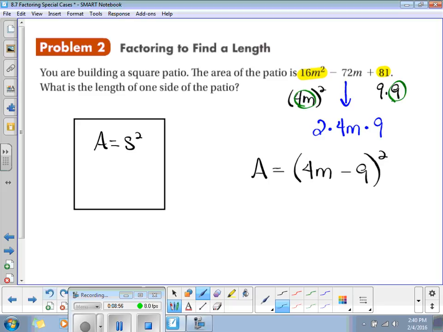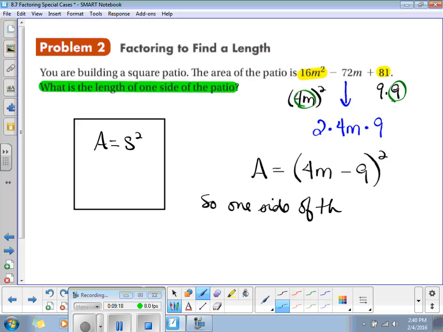But what's the question? It says, what is the length of one side of the patio, right? So this is 4m minus 9 times 4m minus 9. Very good. Just one of them, right? So, one side of the patio is 4m minus 9 units.